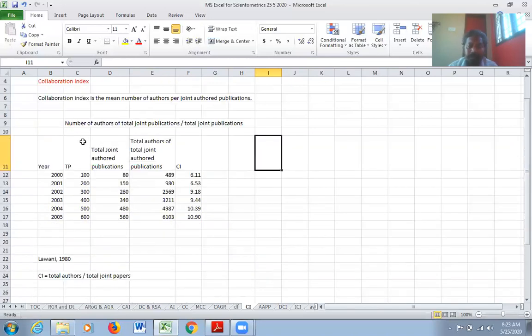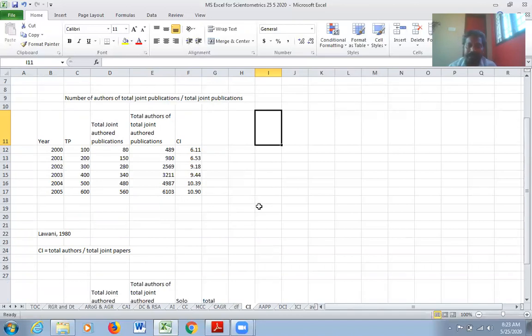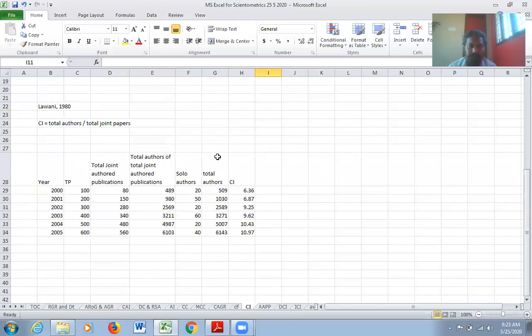Here we have taken authors of total joint publications. But he says, don't worry about the total joint publications. You take total authors, total authors divided by total joint papers. For example, let us see this case. G29, what is G29? G29 is the total authors. For example, in 2000, 100 papers are published. You see both single authors, two authors, three authors. We take all of them. Totally, we had 509 authors, total authors, divided by D29. That is how many joint author publications there are. That is 80. The answer is 6.36.